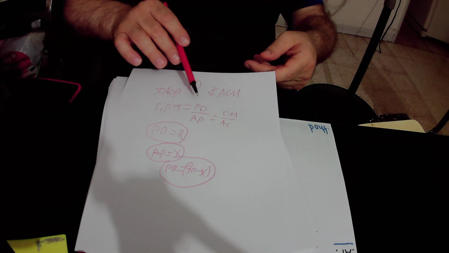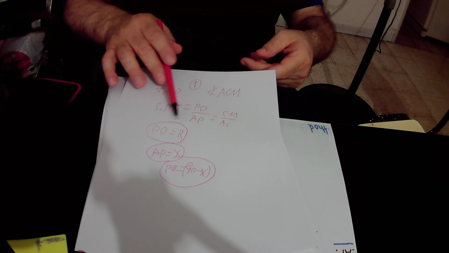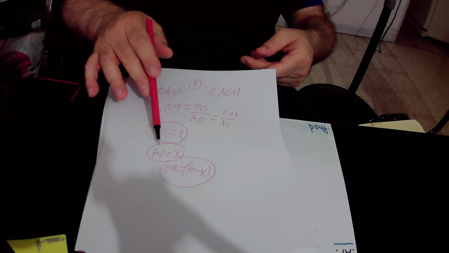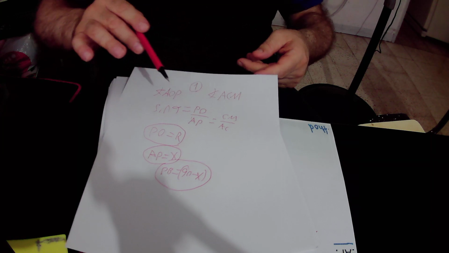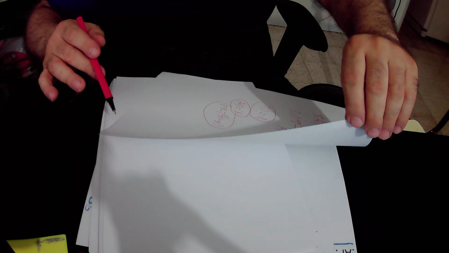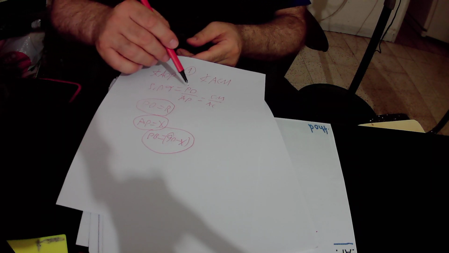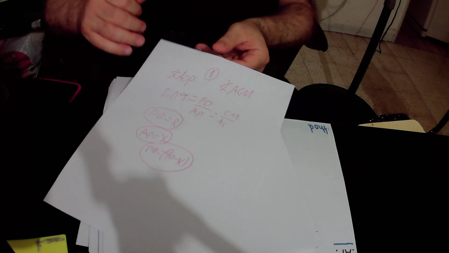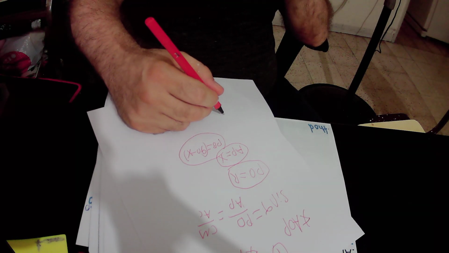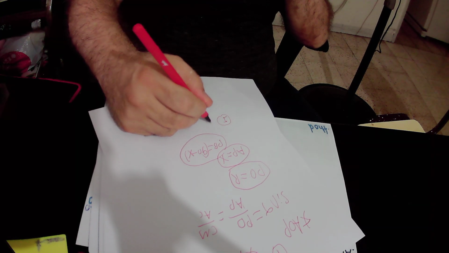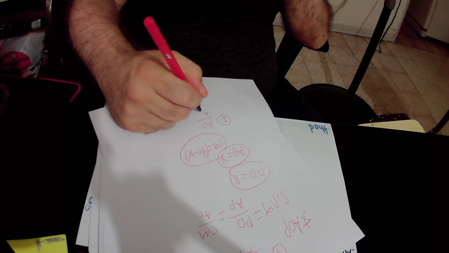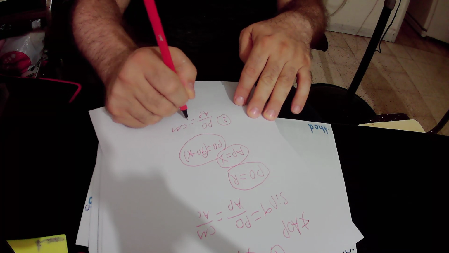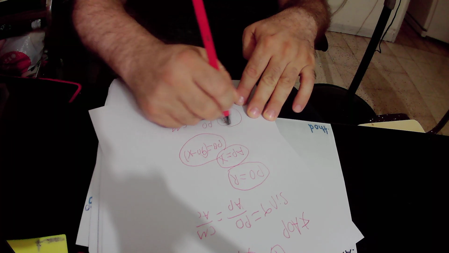So we can substitute PO by R, because PO equals R, and also we can substitute AP by X, because AP equals X. First of all, I will write this equality again. PO over AP equals CM over AC. That will be the first equation.